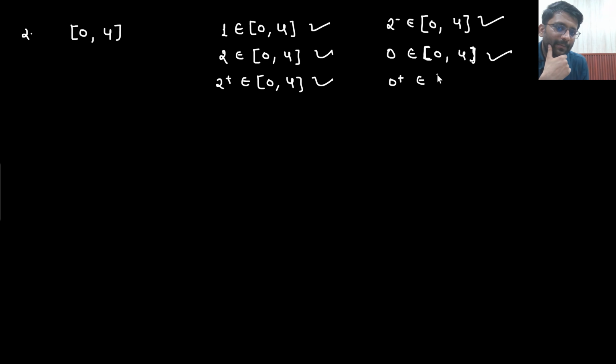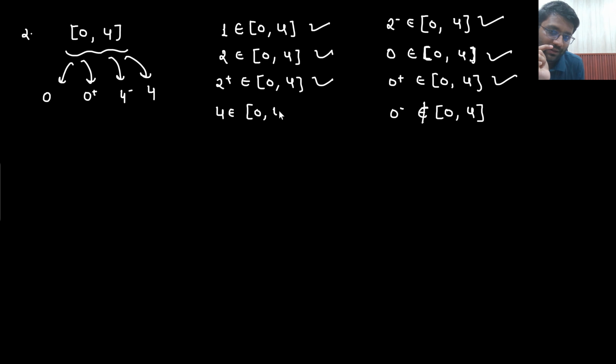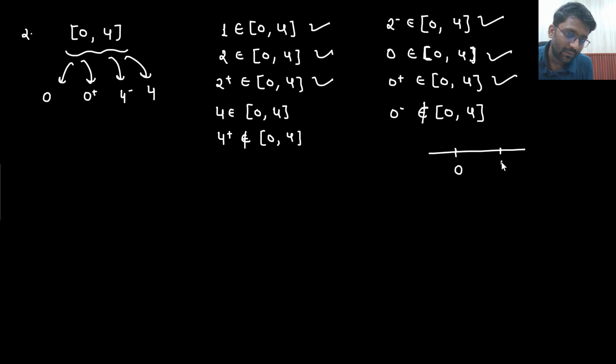0 plus belongs to 0 and 4? Yes, sir, 0 plus also belongs. But 0 minus does not belong to 0 and 4. No, it does not belong. 0 minus is not even belonging. So what does that mean? Here 0 is available, 0 plus is available, 4 is available and 4 minus is available, no? Does 4 belong to 0 and 4? Yes, sir, absolutely. Does 4 plus belong? No. 4 plus will be after 4. When I say 0 to 4, what does that mean? Only these values are included.